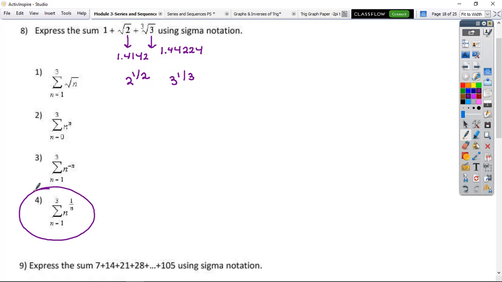If you didn't remember that power over root, it's really okay. All you would do is type this. You would go 1 raised to the 1/1, gives me 1. You would go 2 raised to the 1/2. You would pick up the calculator, get that decimal, and you would do 3 raised to the 1/3, and you would get that decimal as well. Okay, so either way on that one.